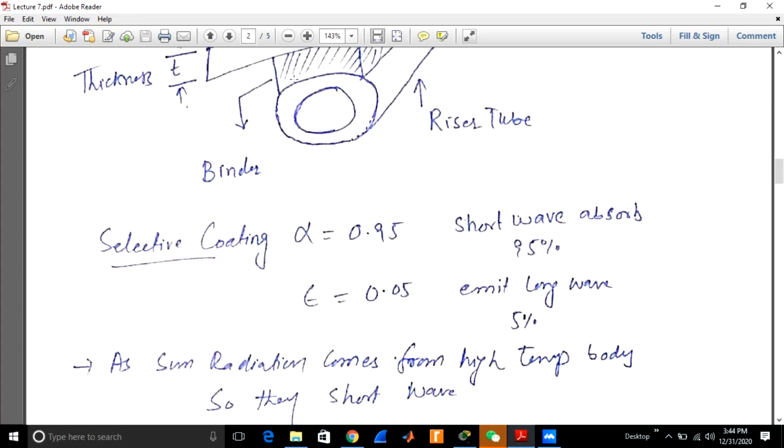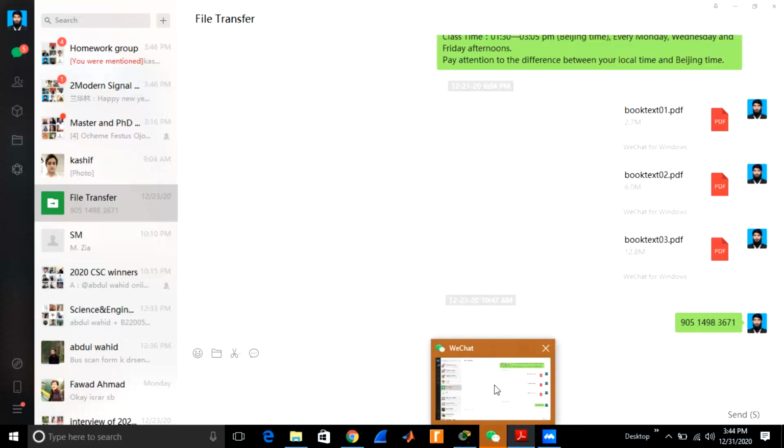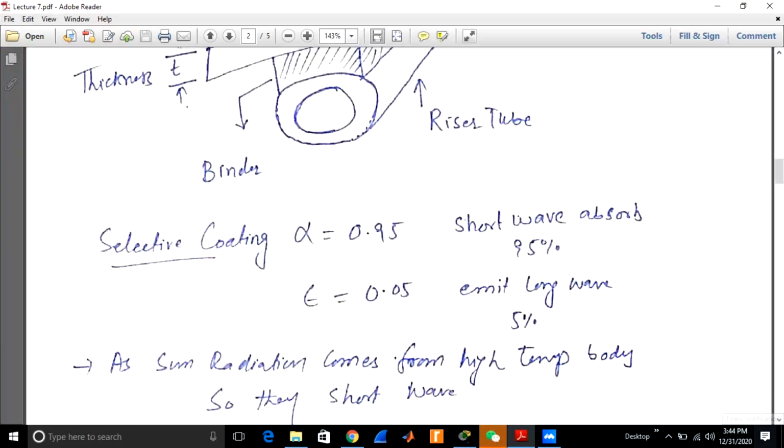So how will we prevent it from emitting? For this the emissivity will be lower. And when the energy comes, how will we absorb the maximum energy? For this we will use a maximum value of alpha, meaning absorbability. So simply, the selective coat is a coat which absorbs maximum radiation and emits minimum radiation.